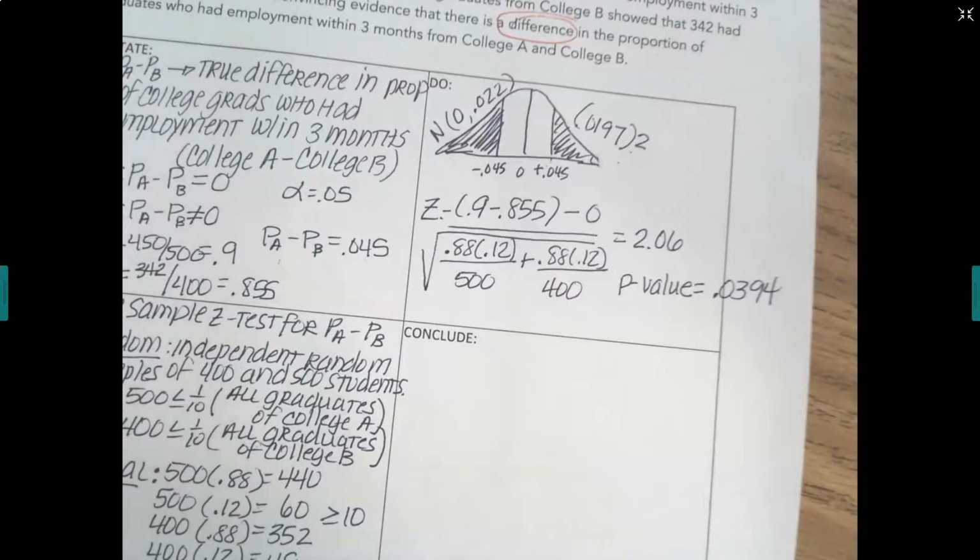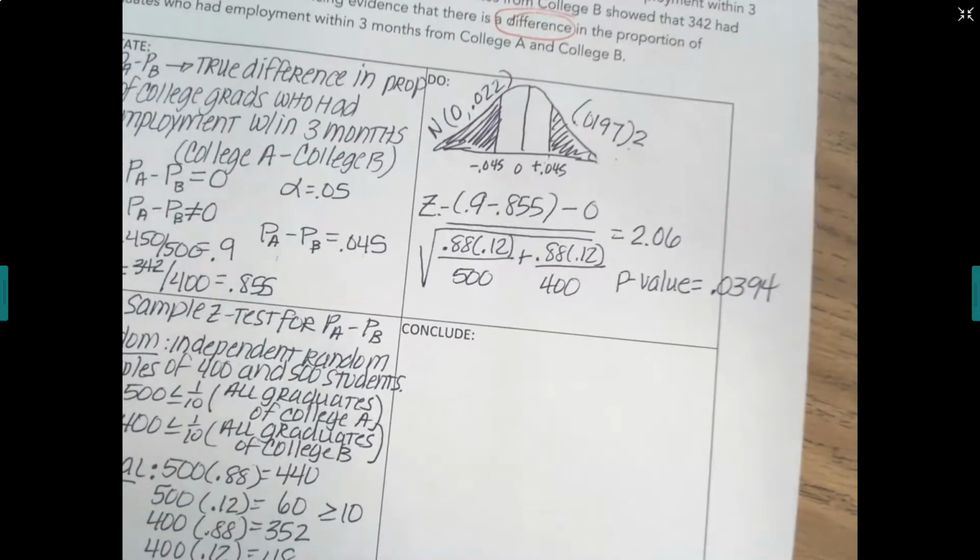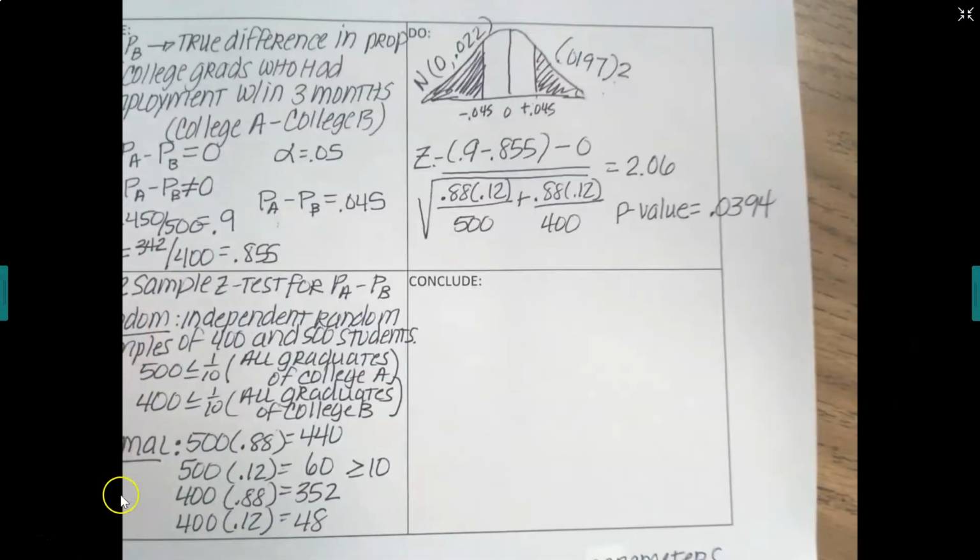Now we're going to go to our conclusion. I want you to try the conclusion on your own. Conclusions are pretty important, which is why I keep having you try them on your own. Write it and then come back to compare to what I've got and see how you did.